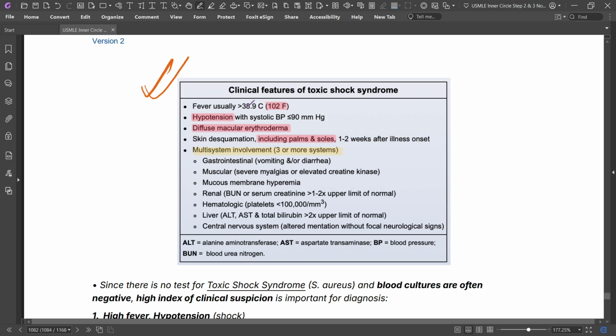Last topic for this continuation of these infections regarding the USMLE inner circle is toxic shock syndrome: fever more than 102, hypotension, diffuse macular erythroderma. There may be skin desquamation including palms and soles 1 to 2 weeks after illness onset, and multi-system involvement, 3 or more of these: GI symptoms, mucous membrane hyperemia, renal (BUN, serum creatinine), hematologic, liver abnormality (AST, ALT, total bilirubin), and central nervous system altered mentation without focal neurologic sign.